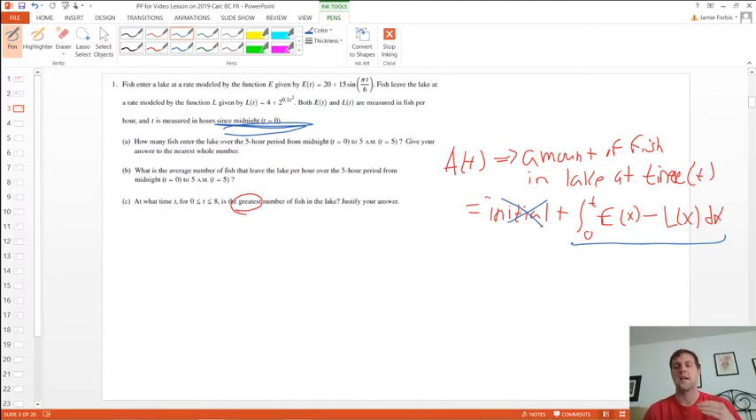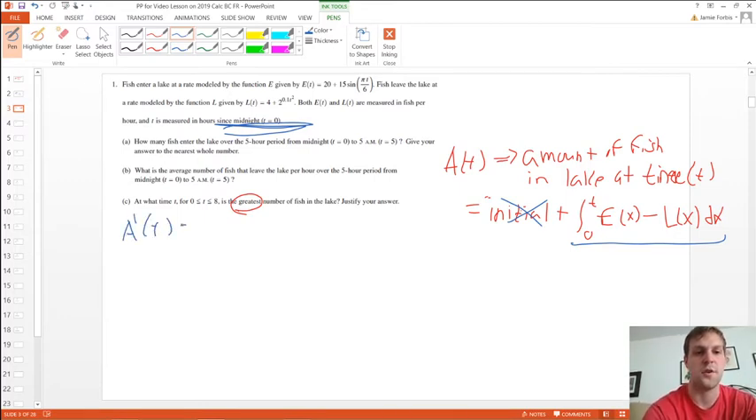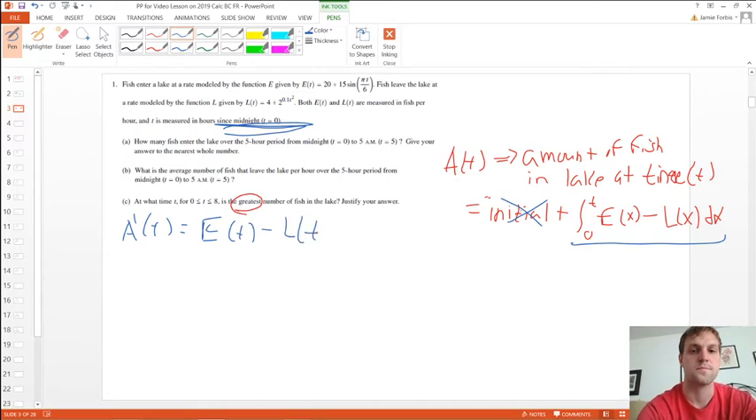Okay, so if they don't tell you an initial amount and there's no way of finding an initial amount, we're going to assume that initially there's zero. But regardless, in this problem, we need to know A prime of t, and that would get rid of the initial value anyway, so it doesn't matter for this problem. And then A prime of t is just going to be rate in minus rate out. That's it. So we need to set that equal to 0.